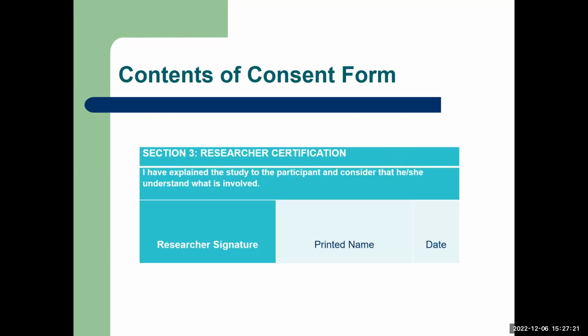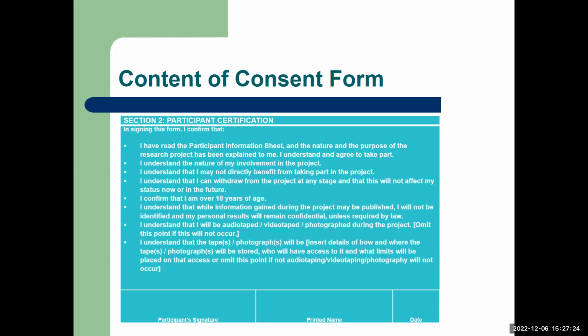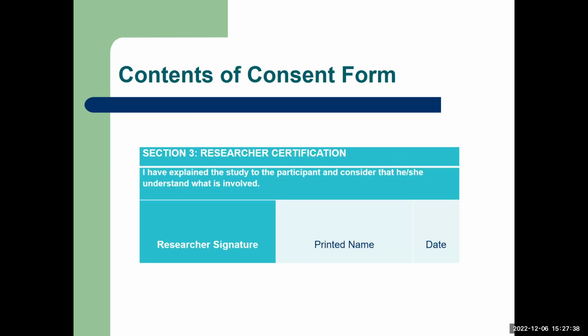And then the participant usually signs, prints their name and dates it. In some instances, we also require a witness to sign underneath the participant's signature. And then finally, you need to confirm that I have explained the study to the participant and I consider that he or she understands what is involved, and you sign and date, and that will be a completed consent form that you can attach to a person's folder.